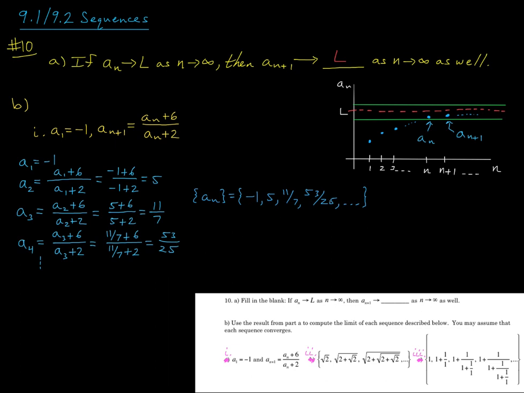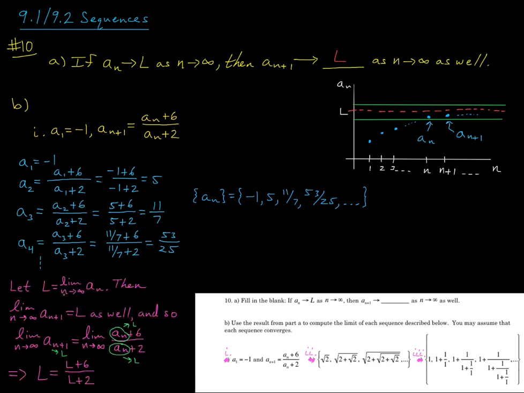So here are the first 4 terms of the sequence, and our job is to compute the limit of this sequence, and we're assuming that the sequence does converge. I'm going to call the limit of the sequence L. So L is the limit as n approaches infinity of a sub n, and now from part A, since a sub n is approaching this number L, we know that a sub n plus 1 approaches L as well. And so the idea is to take this recurrence relation and take the limit of both sides.